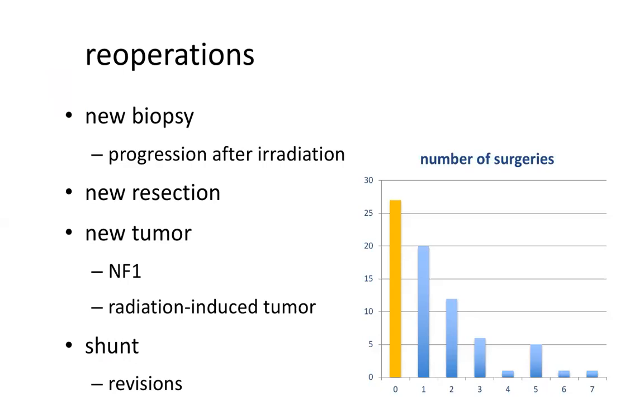Reoperations may be necessary. We may need a new biopsy. For example, when the tumor progresses after irradiation, we have to make sure that there is no degeneration of the tumor, or we may need to do a new resection when the tumor grows, or if there is a new tumor, for example, in NF1, or if there are radio-induced tumors, or we have to reoperate for shunting or shunt revision. Among our series, a majority of patients had no surgery. A smaller group had one surgery, and some unlucky children had 2, 3, or even up to 7 surgeries during the follow-up of their tumors.